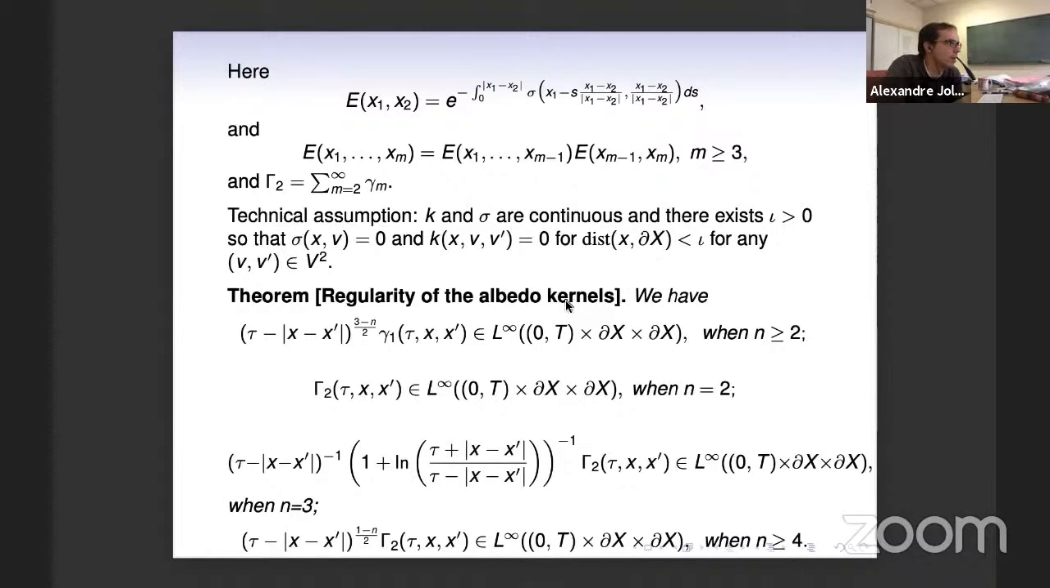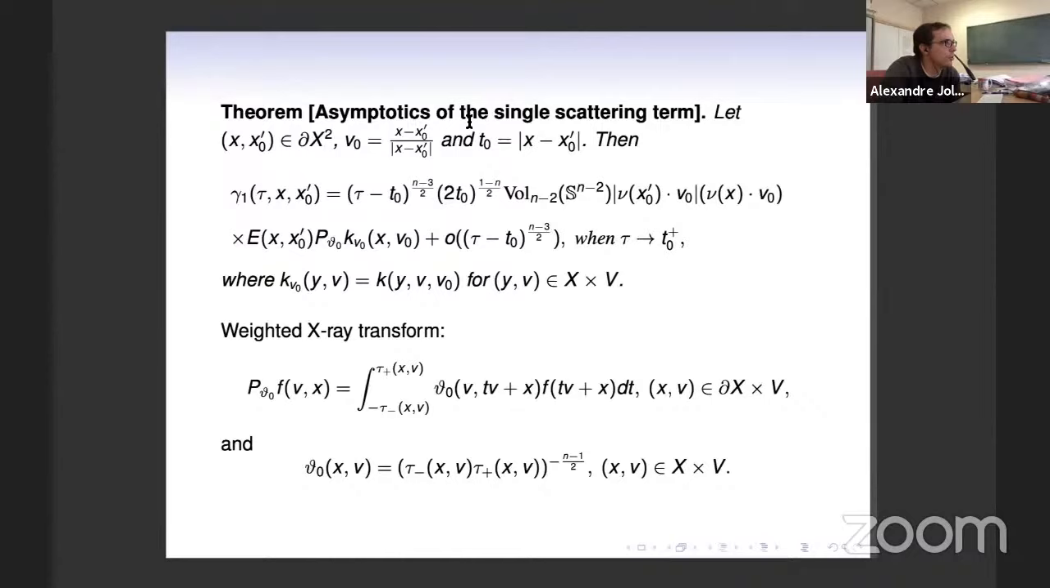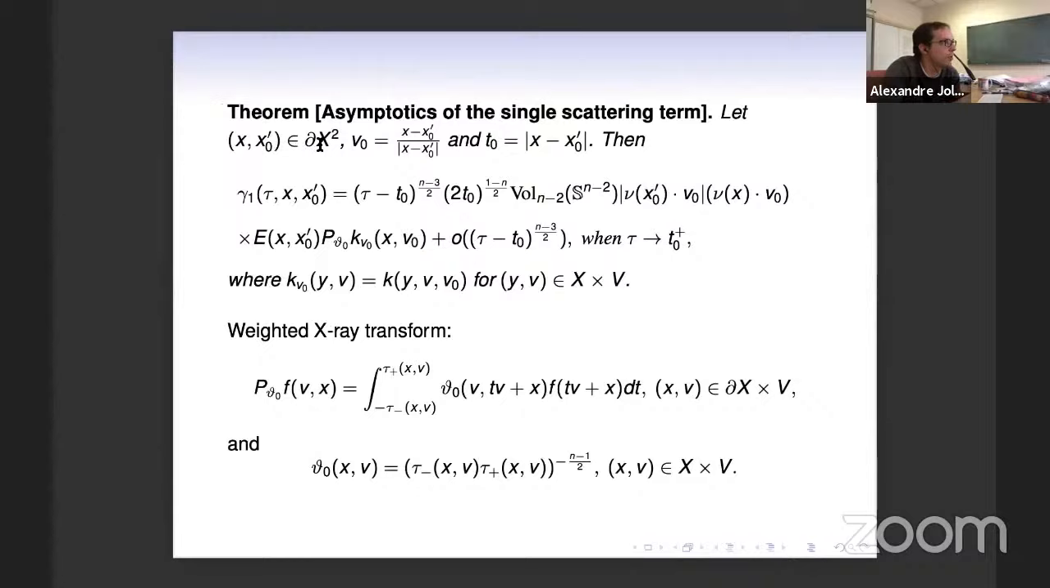One way to separate gamma 1 from gamma 2 is to play with the singularity which is given right here. Basically, we will look at the asymptotics of gamma 1 when tau goes to this quantity, the distance between X and X prime. It will allow us to separate single scattering photons from multiple scattering photons. The result about the asymptotics of the single scattering term is given right here. So gamma 1 is, as I told you, where T0 is the distance between X and X0 prime. You again pick a point X0 prime at the boundary, you pick a point X at the boundary too, and then you look at the asymptotics, as I said.